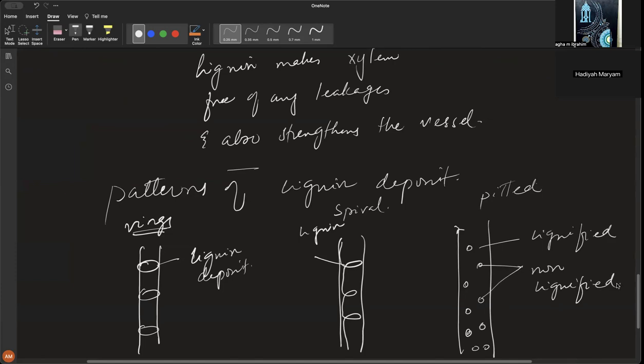Is it making sense? It will be different, depending upon the species and the environment, everything. The spiral, pitted, and rings: three patterns of deposition. All right.